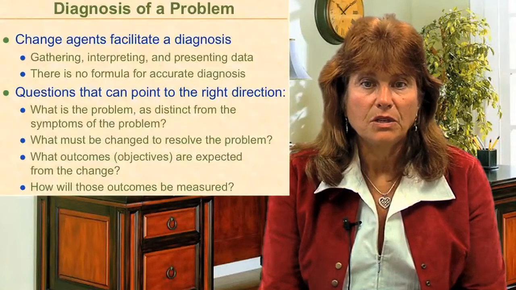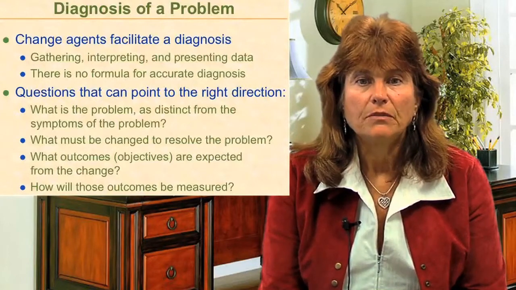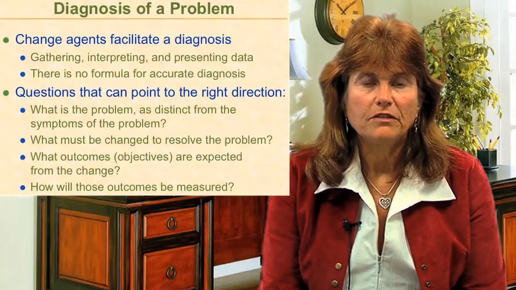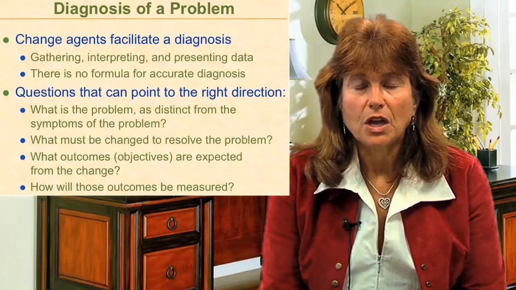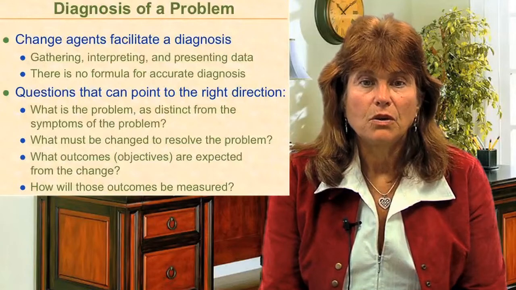One of the key factors within our 7-step model is how do we diagnose a problem that's requiring us to have change. Change agents are really responsible for the facilitation of the diagnosis. They gather data, they interpret data, they present data. There's really no formula for accurate diagnosis. It just kind of happens within the context of the organization.